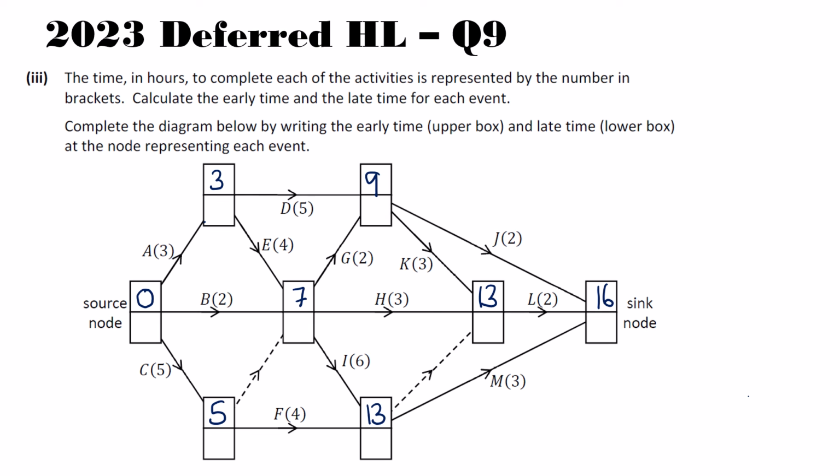The next thing we do is we remind ourselves that the sync node always has the same early and late time. So we put 16 there and we start working backwards. So we're going to work backwards to get the late times. If there's multiple options, we're always going to pick the smallest late time.